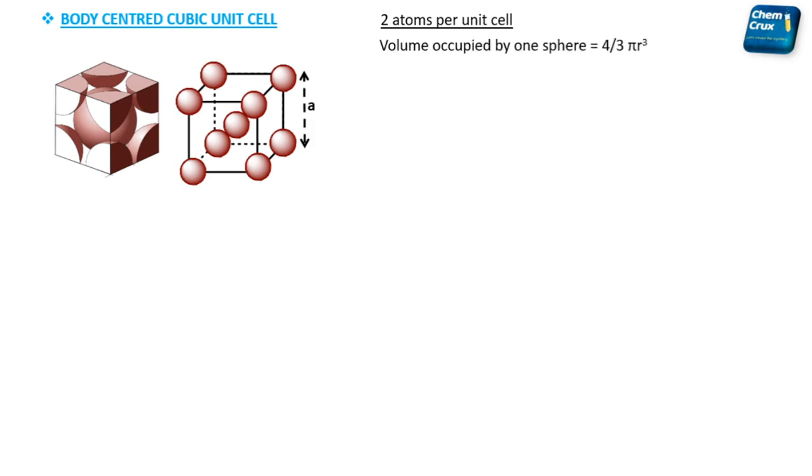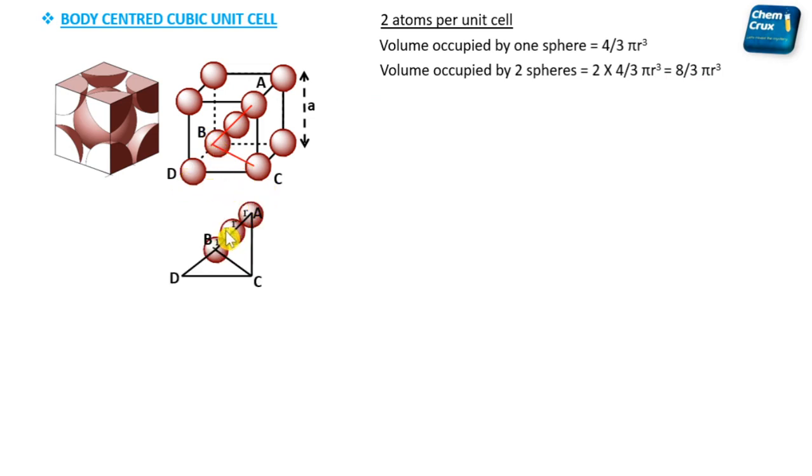Now volume occupied by one sphere is given as 4 by 3 pi R cube. We have 2 atoms or 2 spheres. So volume occupied by 2 spheres will be equal to 2 into 4 by 3 pi R cube, that is equal to 8 by 3 pi R cube. Now let us consider triangle ABC and BCD. So here I have shown triangle ABC and BCD separately.